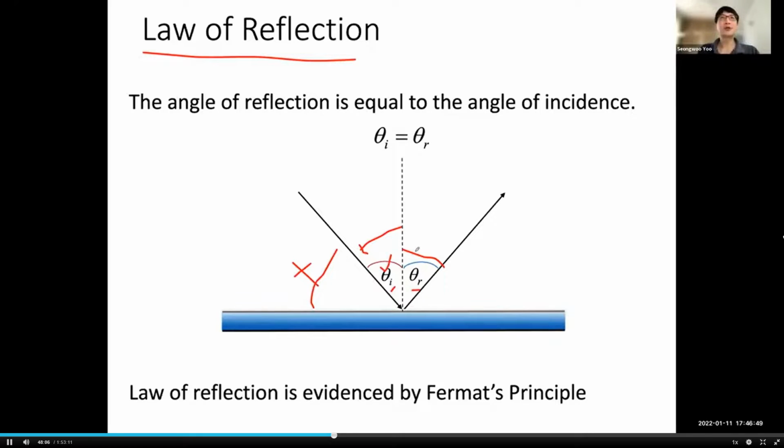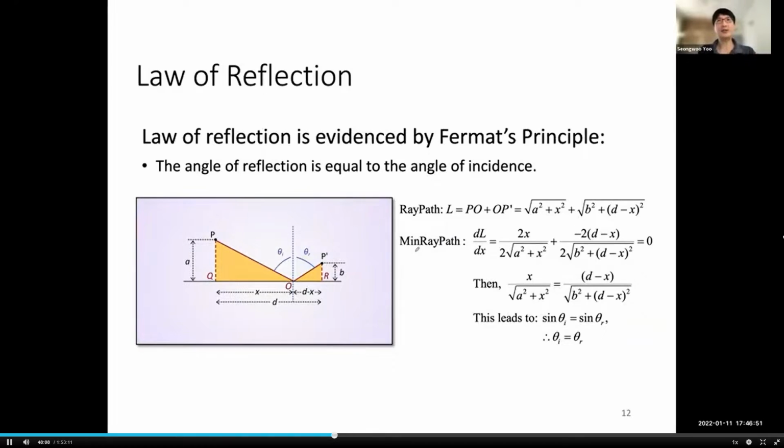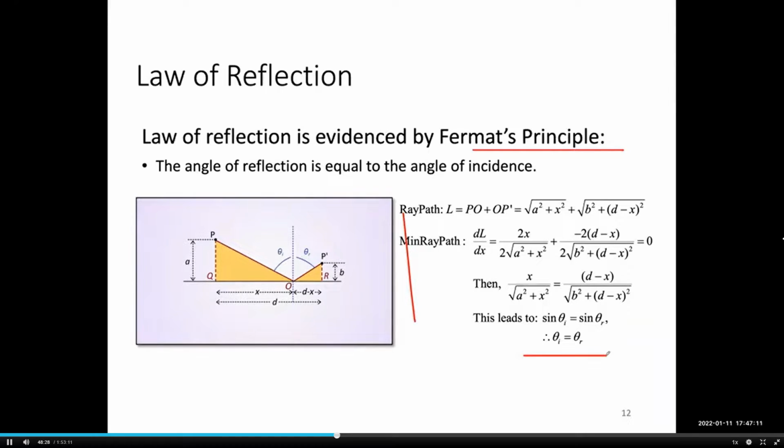This law of reflection can actually be confirmed using Fermat's principle. All those derivations are introduced in one of the last videos this week, so please go and watch that video to see this derivation, all right?